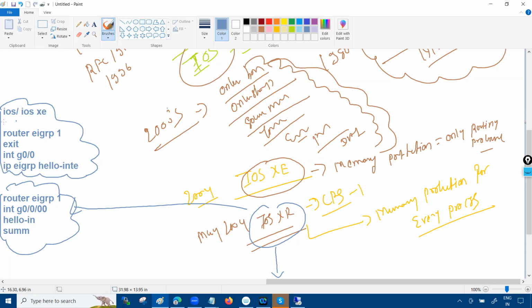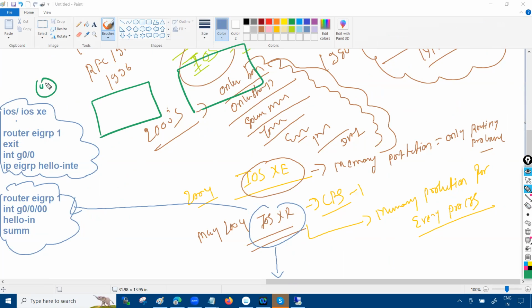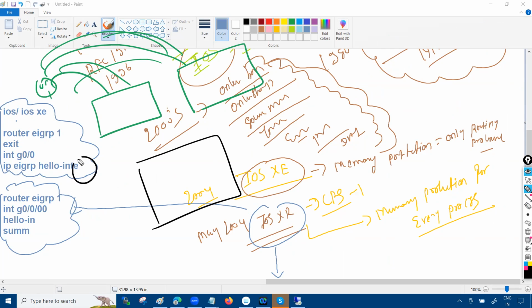At some point, we have to exit and then make the changes. Exactly. See, if you want to summarize, you need to go into the interface. If you want to advertise the network, you need to go into the router EIGRP mode. If you want to change the password, you need to come into the interface mode. You have to go and change the mode. So you need to change modes: this is the router EIGRP mode, this is the interface mode. The person has to go first into this mode, then this mode, and so on. But in the case of IOS XR, it's a single mode. All those things you can do in a single block. Understood?